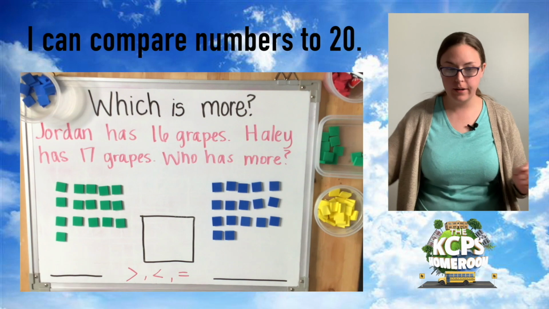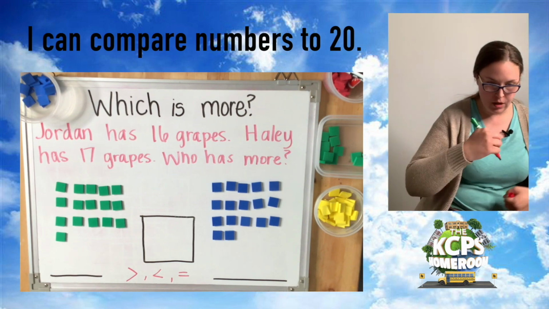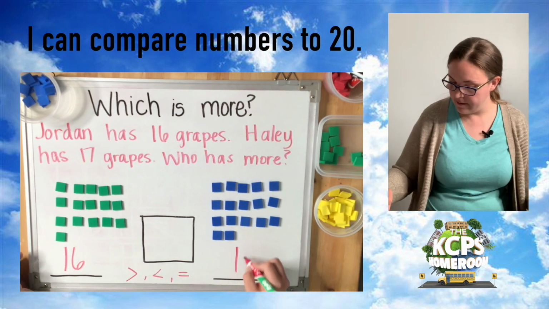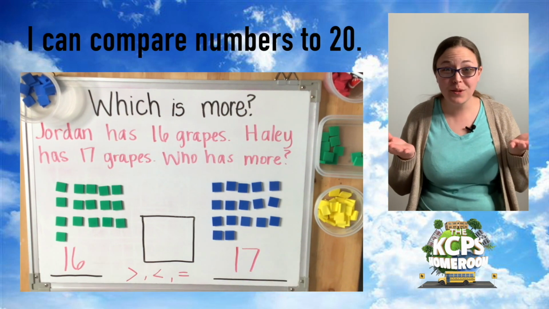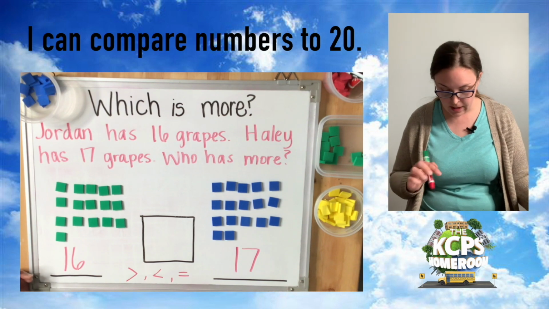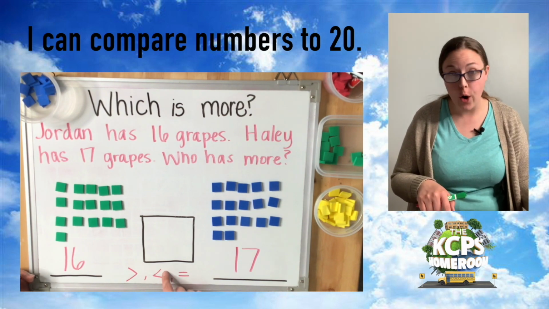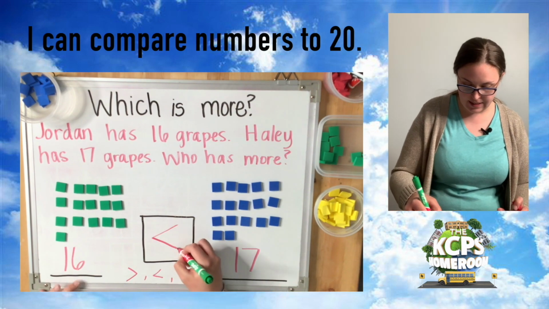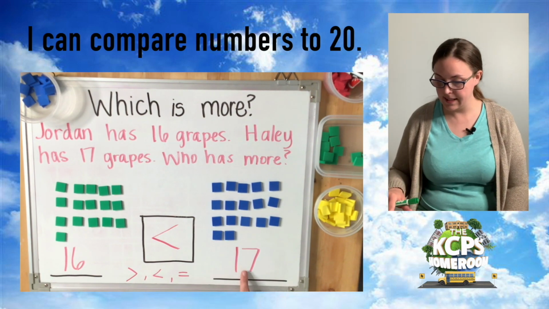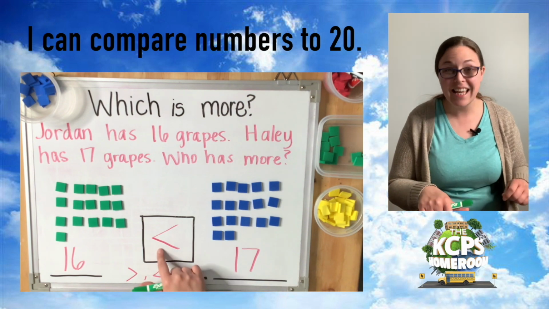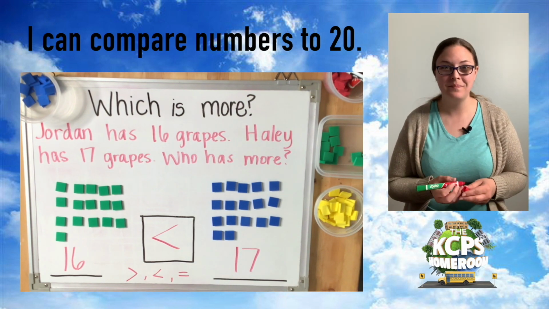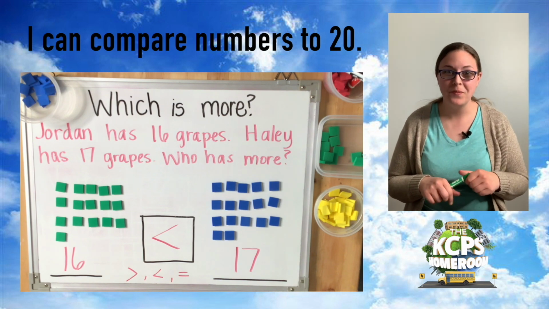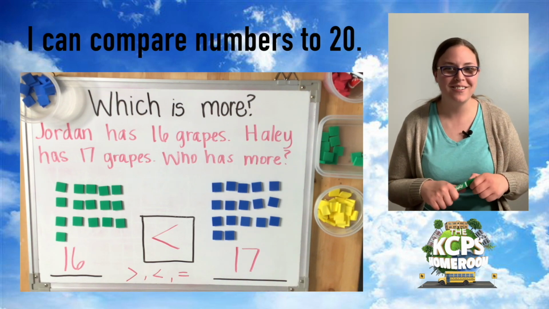Now we're going to write our comparison statement here at the bottom. Jordan has 16 grapes. Haley has 17 grapes, and you told me that Haley has more. That means our symbol needs to open to the bigger number. So that means 16 is less than 17. Great job on that, friends. Let's get ready for our last problem. Reorganize your workspace so we can get started.